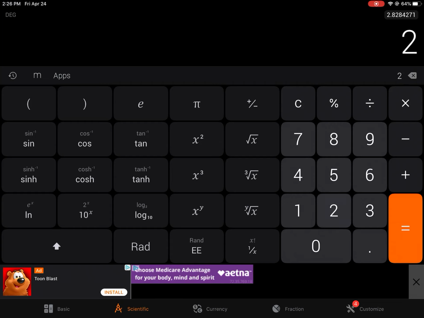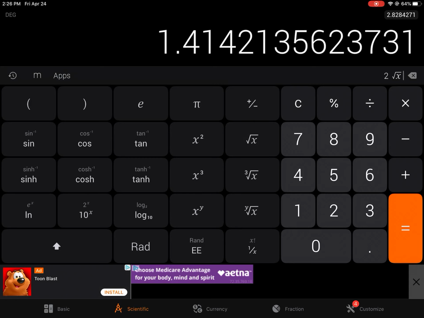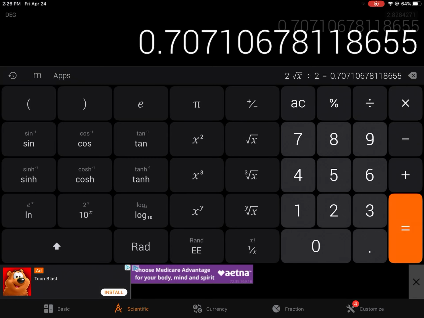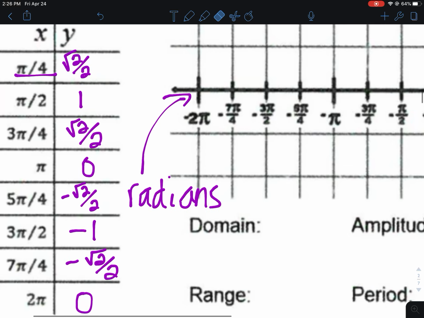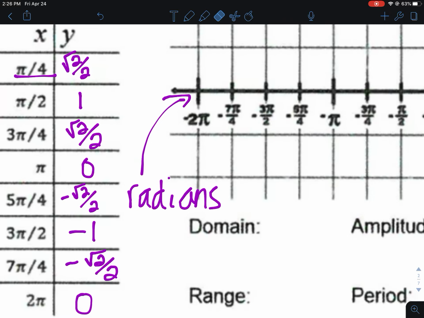Why don't I know how to use this? Square root of 2 is equal to 1.4, divided by 2. There we go, it is 0.7. So these values here are approximately 0.7.